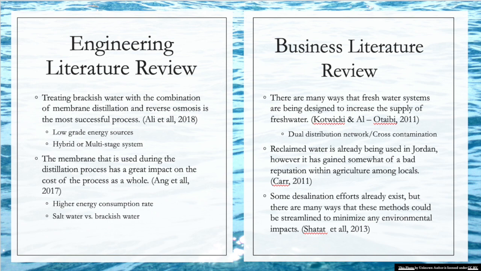There are many ways that freshwater systems are being designed to increase the supply of fresh water and to combat the water issues that we are facing today. They focus on the possibility of installing a second distribution network of any type of non-potable water. There are a few examples of this type of system being installed all around the world in places such as Paris and in Kuwait.